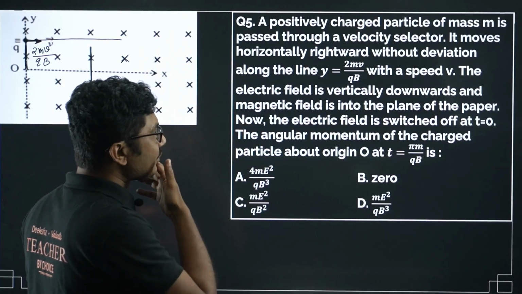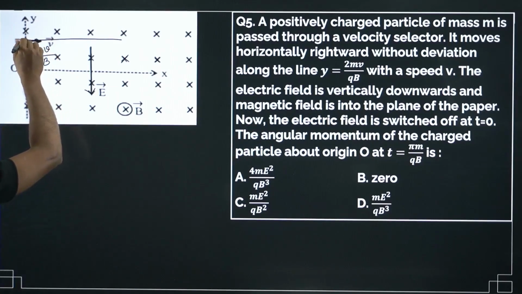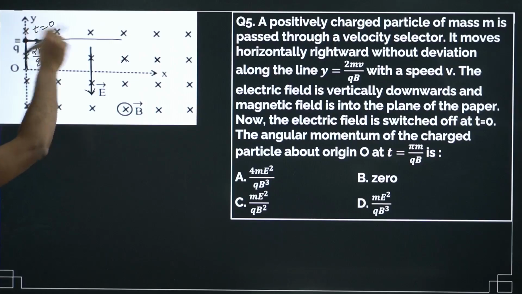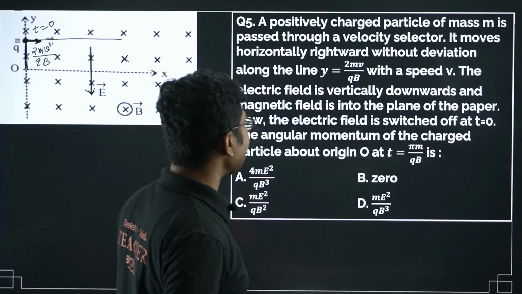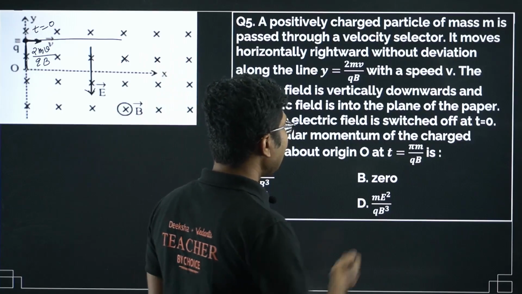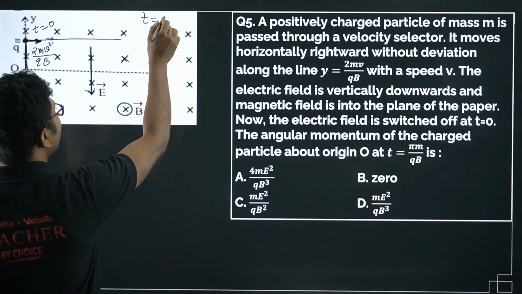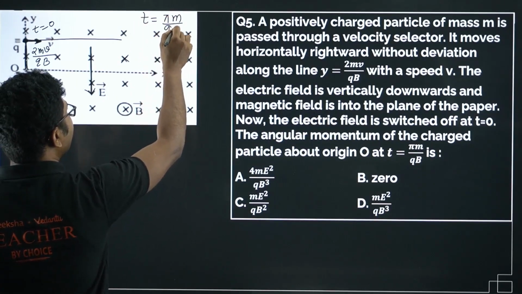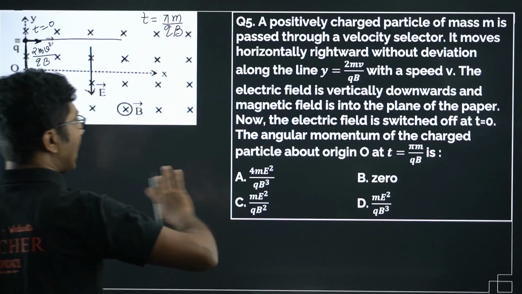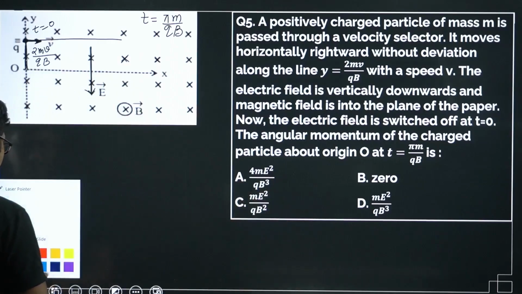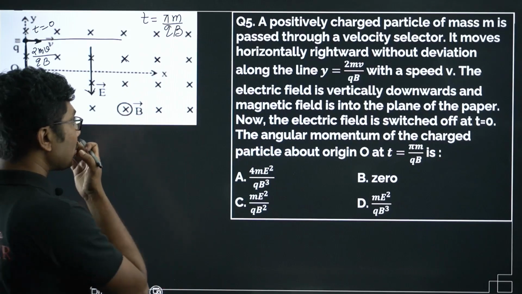Now the electric field is switched off at t equals 0. So as soon as this charge came over here at t equals 0, the electric field is switched off. The angular momentum of the charged particle about origin O at t equals pi m by qB. So these are the facts that you have to consider, and then you have to find the angular momentum. This is basically a mixed concept question. Obviously angular momentum you have studied in the first few chapters. Let's see how to solve this question.